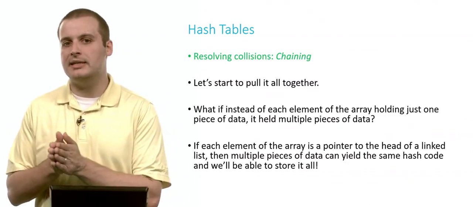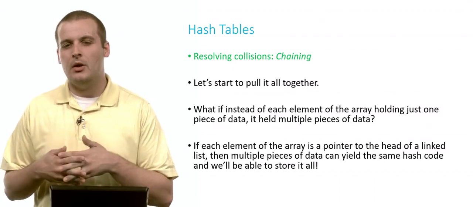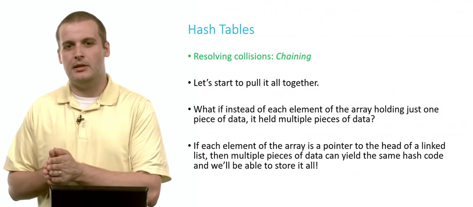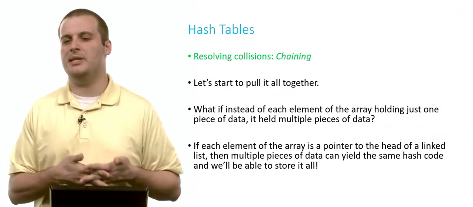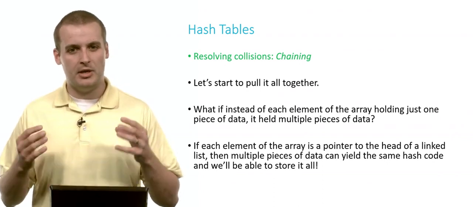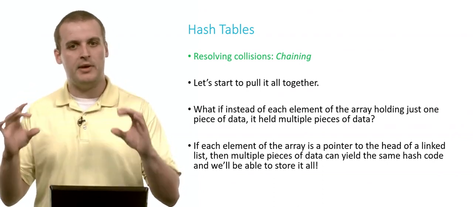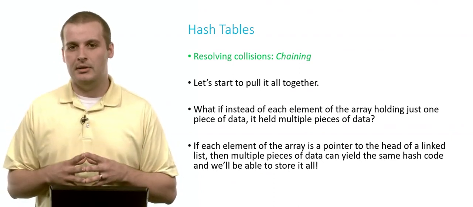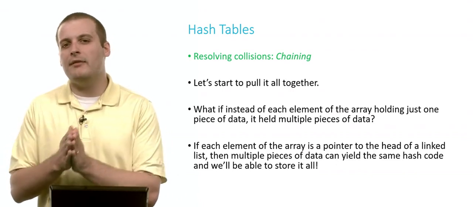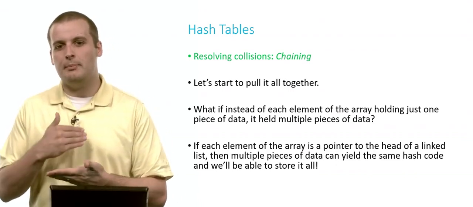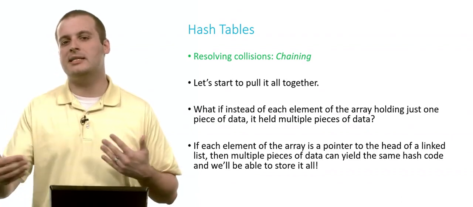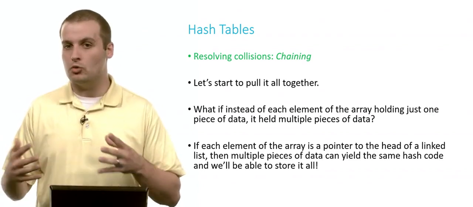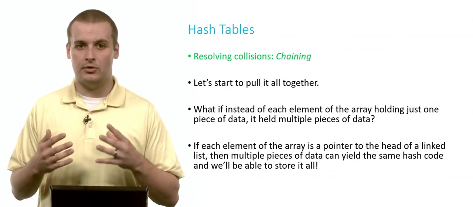And this is where we're going to bring linked lists back into the picture. What if instead of storing just the data itself in the array, every element of the array could hold multiple pieces of data? Well, that doesn't make sense, right? We know that each element of an array can only hold one piece of data of that data type. But what if that data type is a linked list? So what if every element of the array was a pointer to the head of a linked list? And then we could build those linked lists and grow them arbitrarily, because linked lists allow us to grow and shrink a lot more flexibly than an array does.